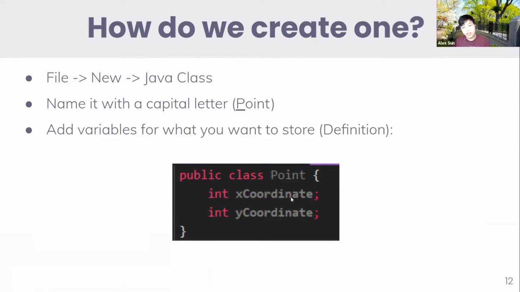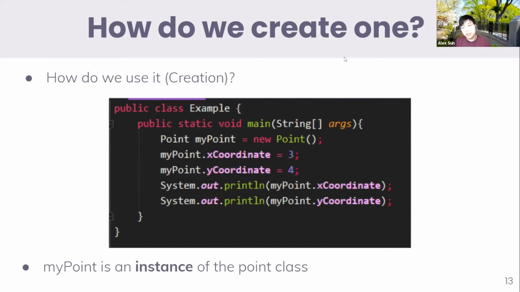There's an x coordinate and a y coordinate. That's very simple, right? This is nothing too hard, right? You guys got this. This is nothing new. So at the very basic level, this is what a class is. Now, how do we use it? So we can do something like this.